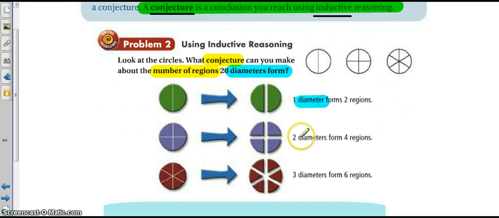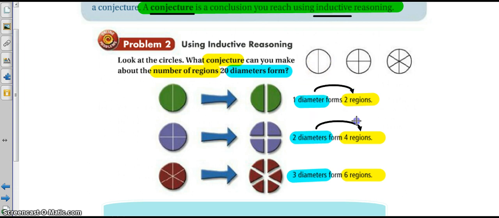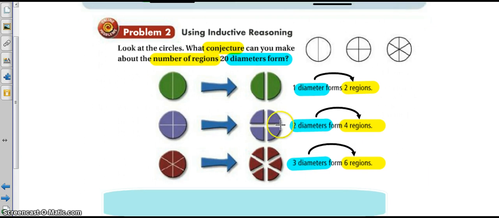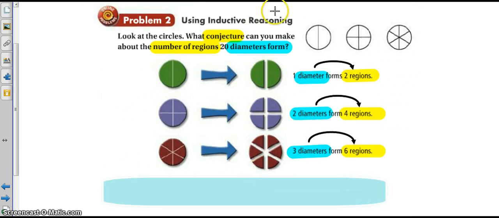So if I compare my diameters, I have 1 diameter, 2 diameters, 3 diameters. 1 diameter gives me 2, 2 diameters gives me 4, 3 diameters gives me 6. So if we look at the relationship between the number of diameters and the regions formed, you can see that the regions formed is always going to be double the diameters. So if I have 20 diameters, then how many regions would it form? You would be absolutely correct if you said 40 regions.